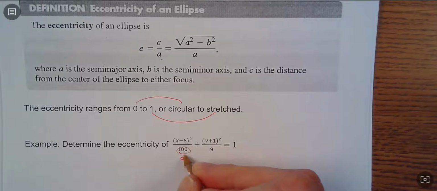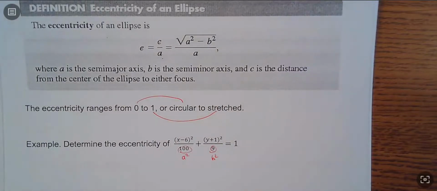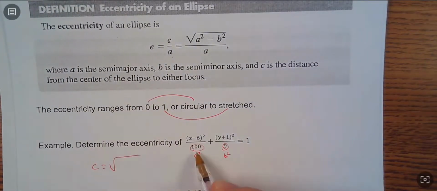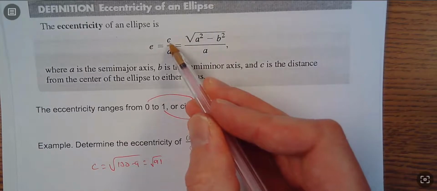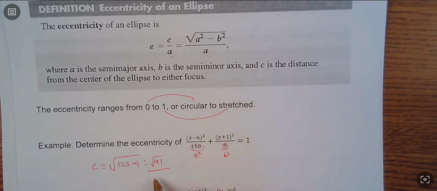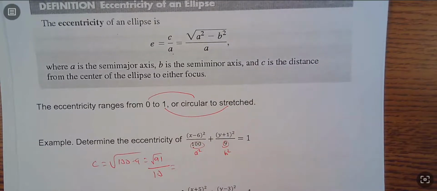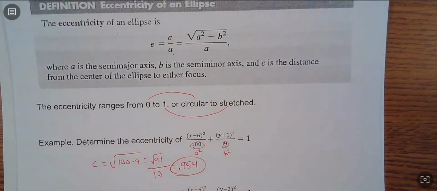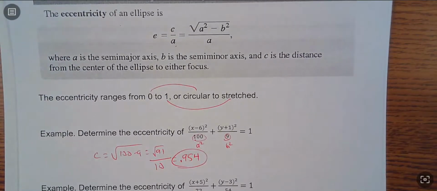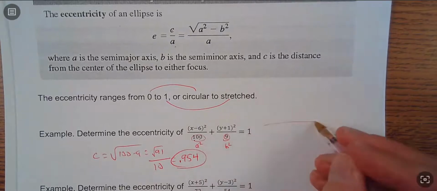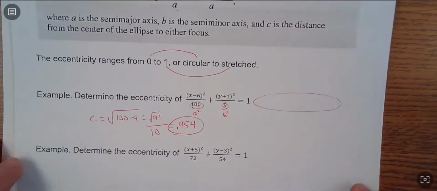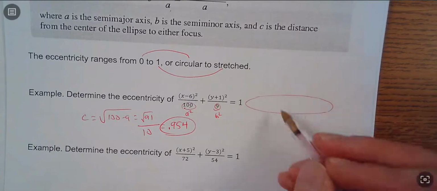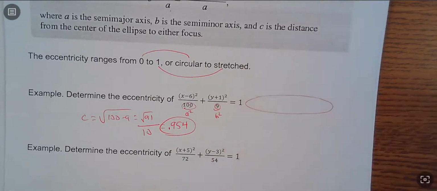Well, this is a squared, this is b squared. So if I can find c, remember c is the square root of a squared minus b squared. So it'd be 100 minus 9. So the c on this one is radical 91. That's c. Divide that by a, which would be 10, because a squared is 100, so a would be 10. 10.954. So that's a pretty stretched out ellipse. So since the bigger numbers with the axis, they'll really stretch out horizontally. Again, if it's closer to 0, it'd be just about circular. If this number is bigger, it'd be a really stretched out vertical one.